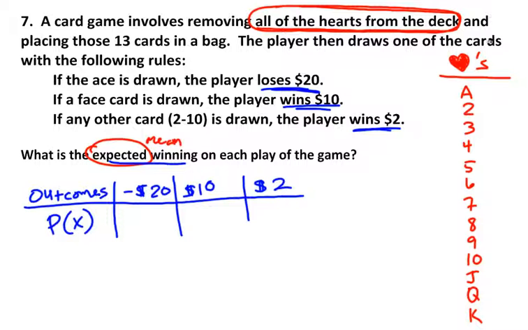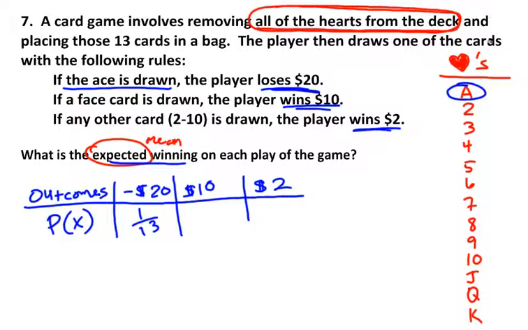And at this point, once we've identified those outcomes, we're going to identify the probabilities of each of those outcomes. Now, the first one, to lose $20, we have to draw an ace. Well, you have 13 cards over here, and the ace is the only one of those cards that would make this happen. So out of the 13 cards that are there, one of them gives us a chance to lose $20.